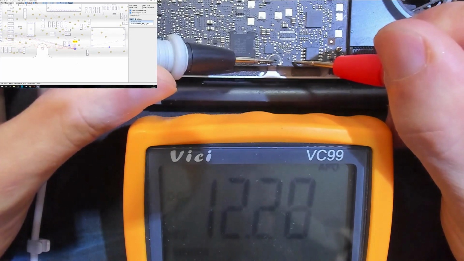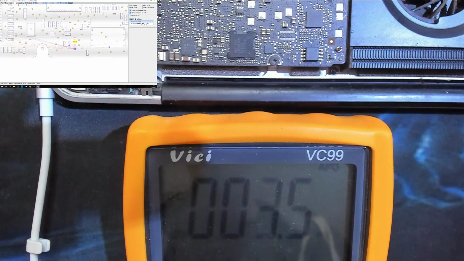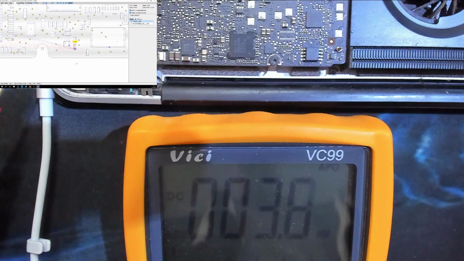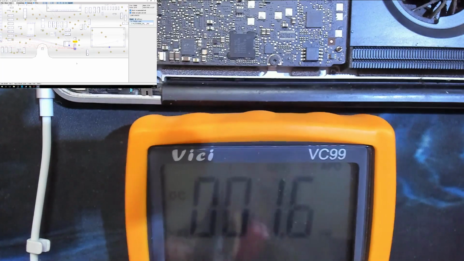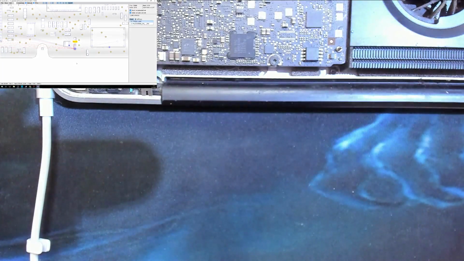However, 12.3 is too low for PPBus G3 hot on this particular board. It should be 12.6. And this tells me that the SMC is not running, because it is the SMC that will boost PPBus G3 hot from 12.3 up to 12.6.